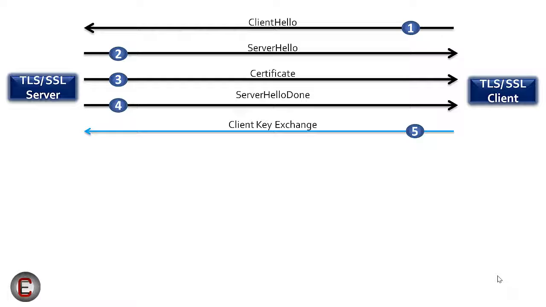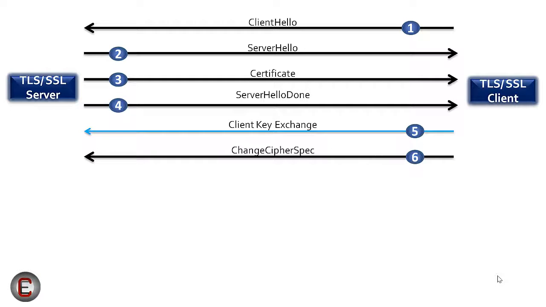Both sides now calculate a master key independently from this pre-master secret. Another detail to consider over here is that all session keys are derived from this master secret. The change cipher spec client message. With this message, the client openly states that all messages sent from the client will now be encrypted.